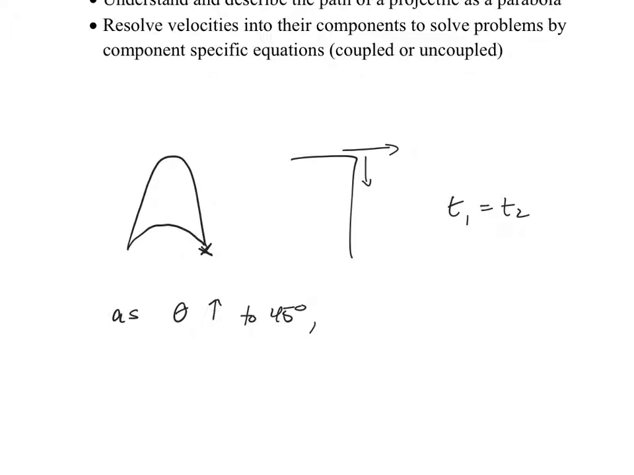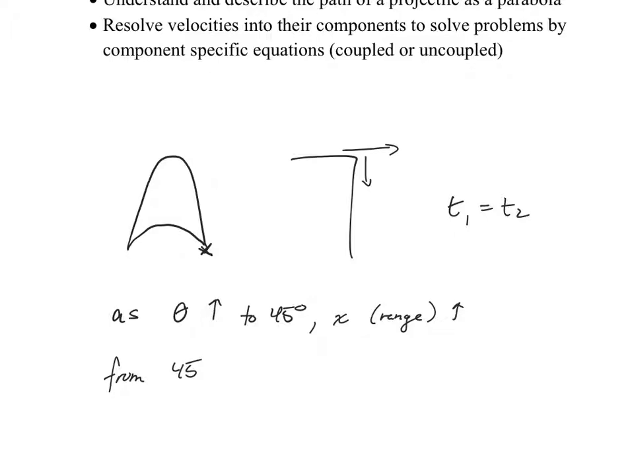the range, we'll call it X, increases. As theta went up to 45 degrees, the range went up. And we think about that, right? Here's a low angle, so a shot at a low trajectory, then a higher angle. So what happens when you get above 45 degrees? Well, if you get to let's say 90, you just go straight up and down.